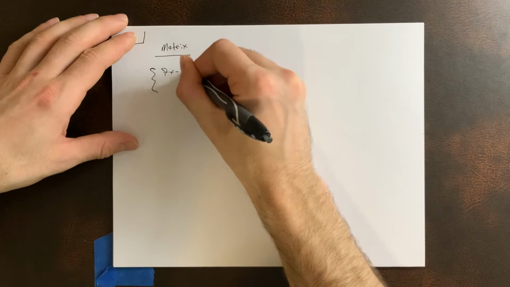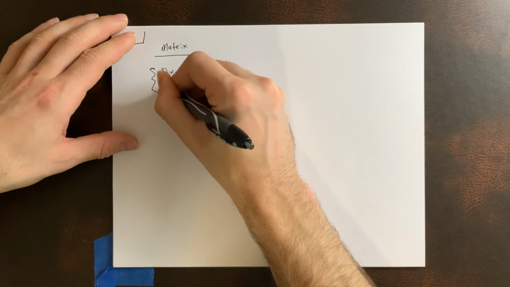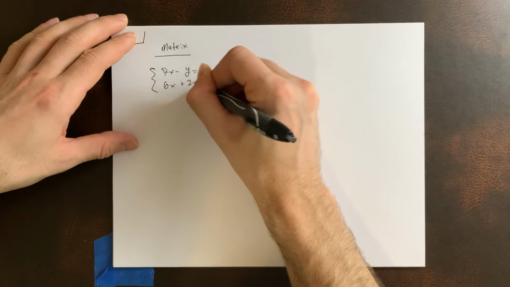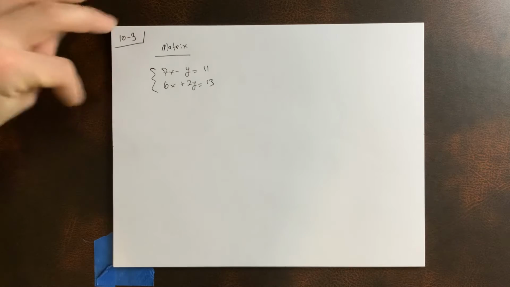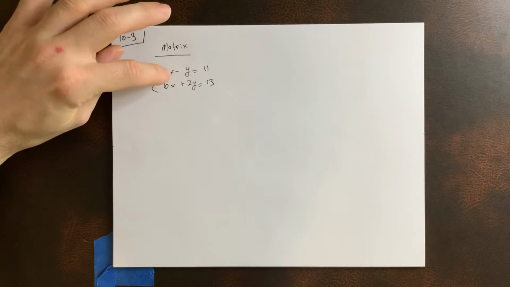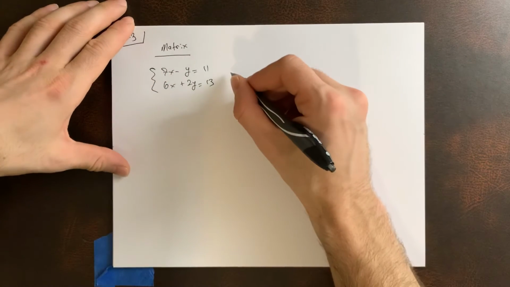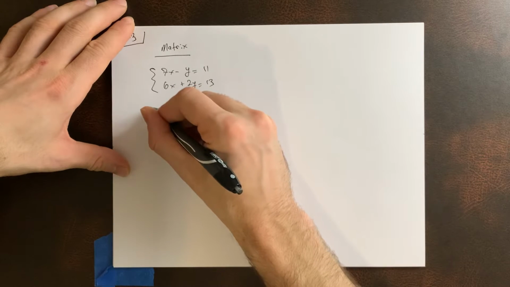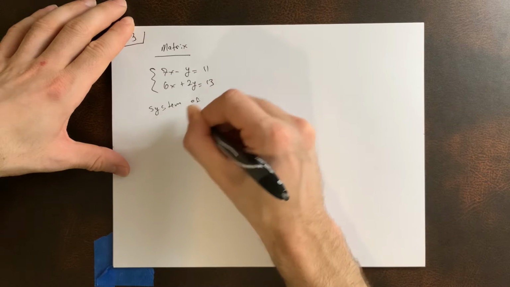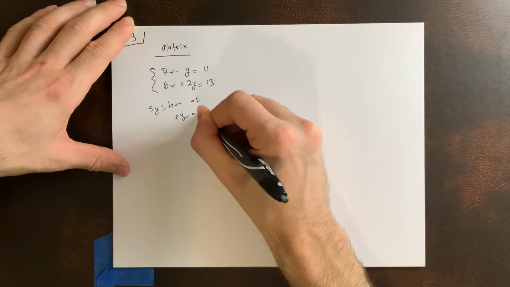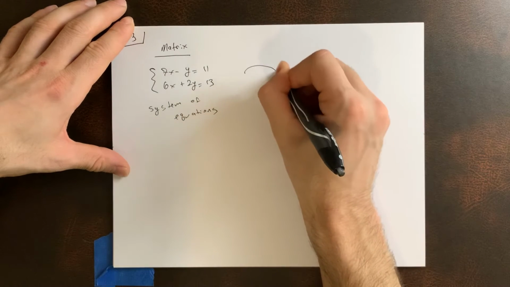We had 7x minus y is equal to 11, and then maybe 6x plus 2y is equal to 13. So an equation is something of this form. This is called a system of equations. Now we could turn this into a matrix.